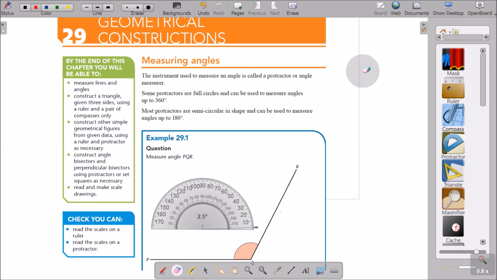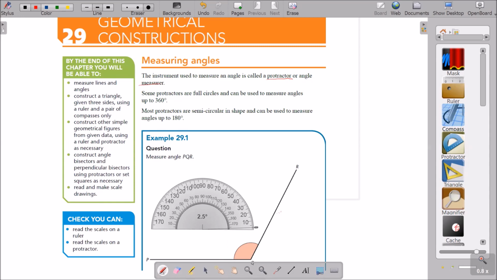Today we start on this topic on geometrical construction. The first thing we are going to do is to learn how to measure angles. The instrument we use to measure angles is called a protractor.